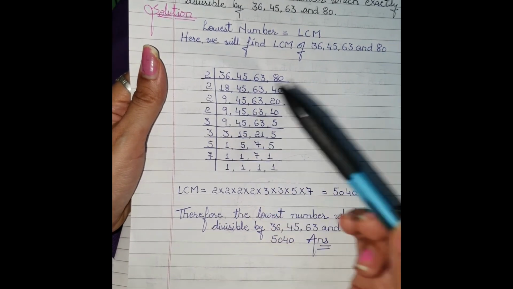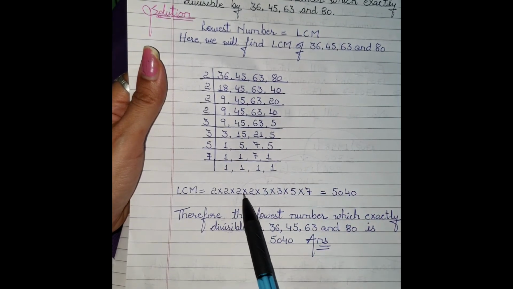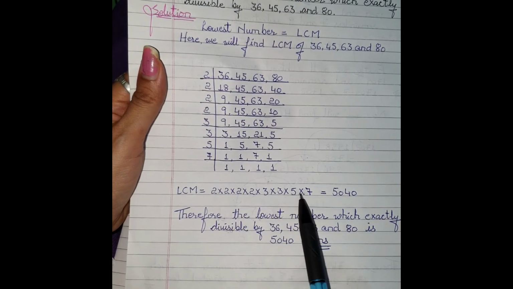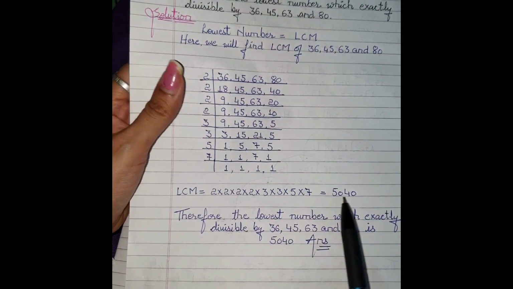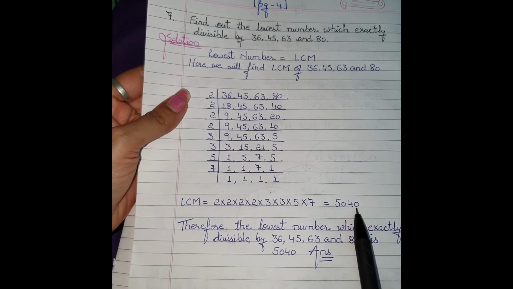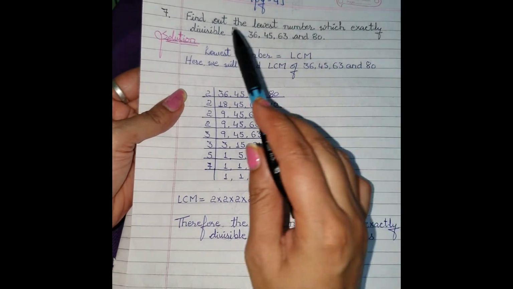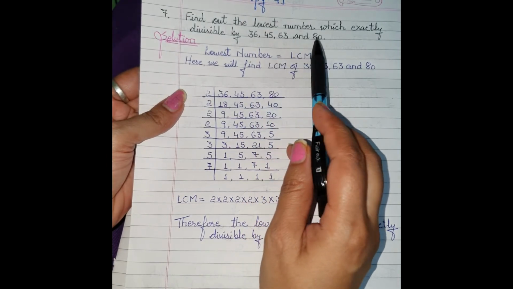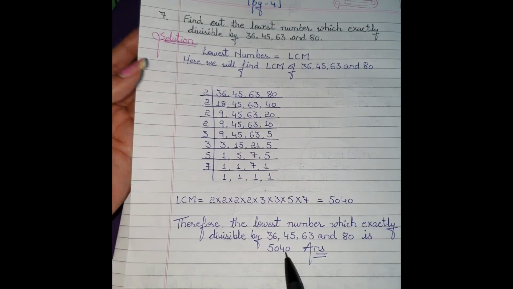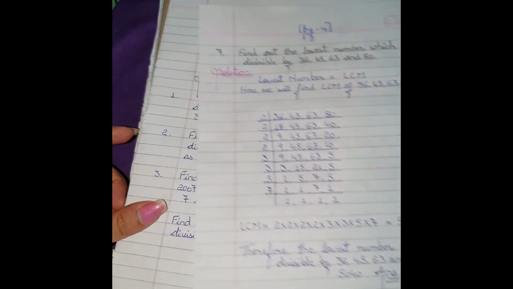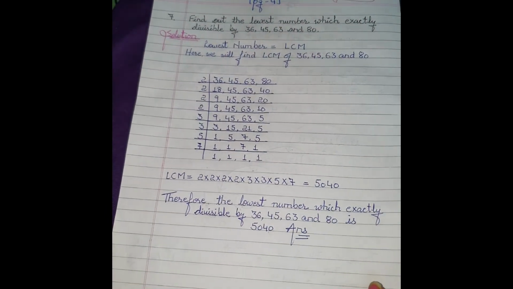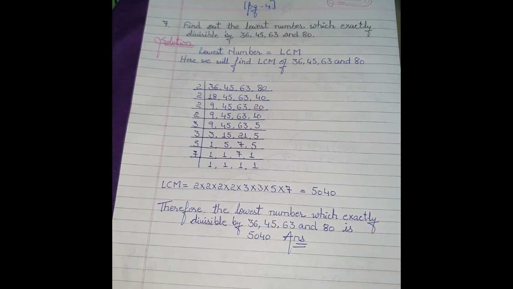So this is the LCM. So multiply it: 2 into 2 into 2 into 2, 3 into 3 into 5 into 7. After multiplication, you will get the answer 5040. So therefore, the lowest number which is exactly divisible by 36, 45, 63 and 80 is 5040. Okay. So this was all about the explanation related to word problems, again related to HCF and LCM.